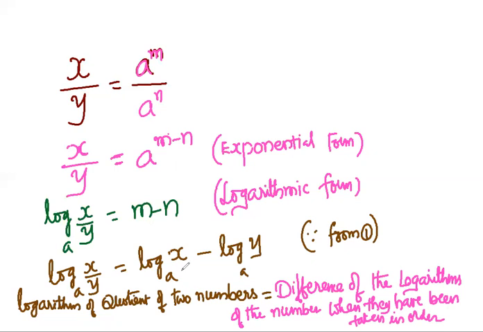So we have to take the order, not log x minus log y. Here log x base a minus log y base a. In this way, we prove this rule and we use this rule to find the quotient of two numbers.